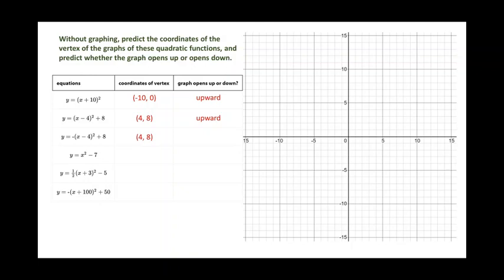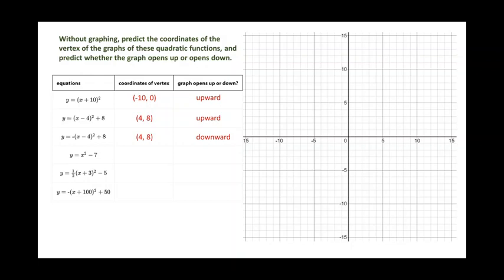The next one has the same vertex. We still have the x minus 4 as the inside part of the parentheses for what's being squared. We still have plus 8 being the constant term that's added, but this time the part that's different is that because we have a negative in front, it's going to open downwards instead. Depending on whatever value we plug in for x, this whole squared component of the equation is going to be negative. So this is going to open downward instead.